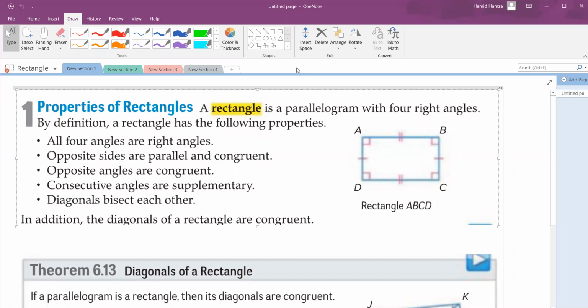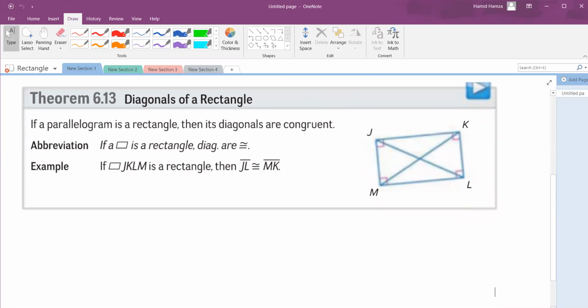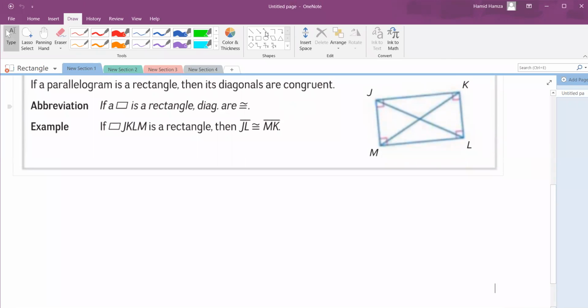So today's lesson is about a rectangle. So a rectangle is what, guys? Let me draw a parallelogram first. This is a parallelogram, guys.